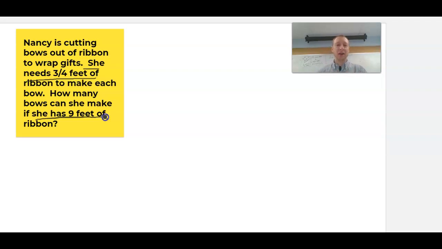What's being divided? How are we dividing it? What number goes first? Well, what are we starting with, guys? She has 9 feet of ribbon, right? That's what's being split up. She's got 9 feet of ribbon, and she needs 3/4 to make each bow, right? How many bows can she make? So in this case, we're going to do 9 divided by 3/4. How do we solve this?